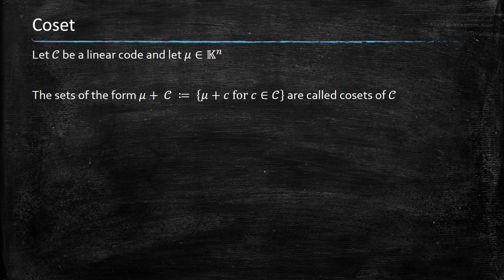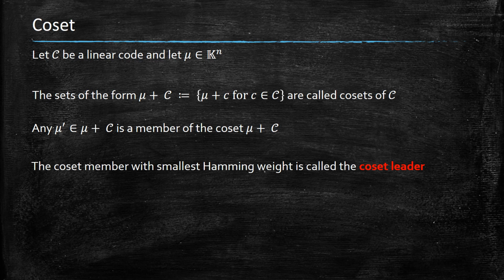Now we also need the notion of cosets. For C being a linear code and mu being any vector in K^n, the set of the form mu plus C, which is all the mu plus c for c a code word, is the coset corresponding to mu. Any member of mu plus C is a member of that coset, and one particular coset member of interest is the member of smallest Hamming weight, which we call the coset leader.